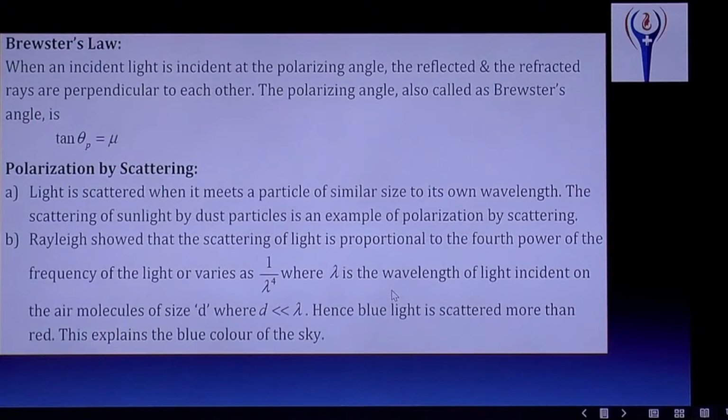And mostly in signals and all, emergency light will be in red color. Why? Red has a longer wavelength, so less scattering. Less scattering means more penetration, and red light can travel a longer distance with less scattering. That is why red light is used for that.